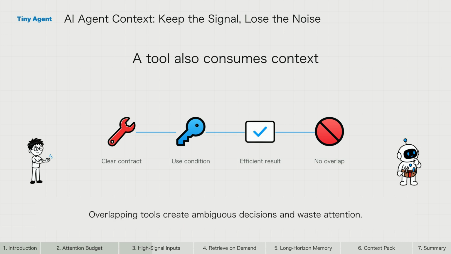Overlapping tools create ambiguous decisions and waste attention. If a human cannot clearly explain when to use one tool instead of another, the agent is unlikely to resolve the ambiguity reliably. Keep a minimal viable set, return token-efficient results, and let each tool do one understandable job.